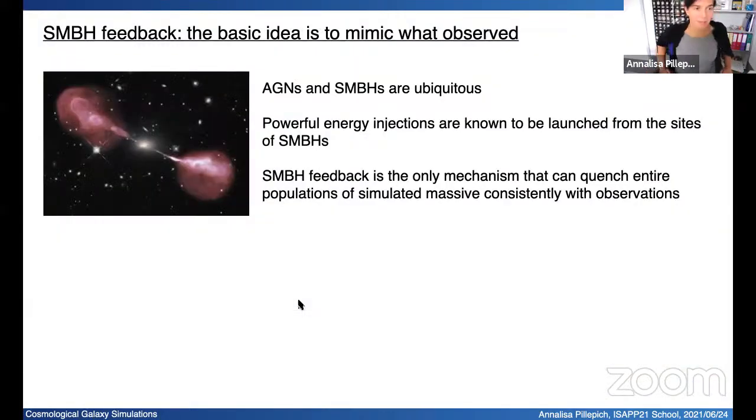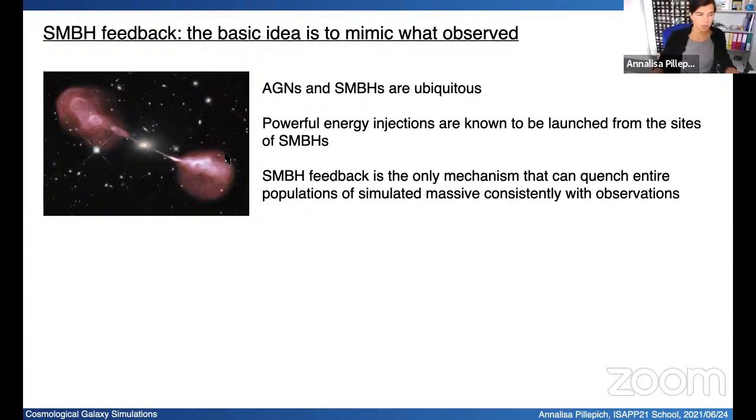The next few minutes are for another form of feedback, supermassive black hole feedback. We want to mimic what is observed. Active galactic nuclei and supermassive black holes are now ubiquitous. Everybody observes them; there are millions of observed AGNs. But we also know from more detailed observations that powerful energy injections are launched from the sides of supermassive black holes. So we want to mimic these observations, or try at least.